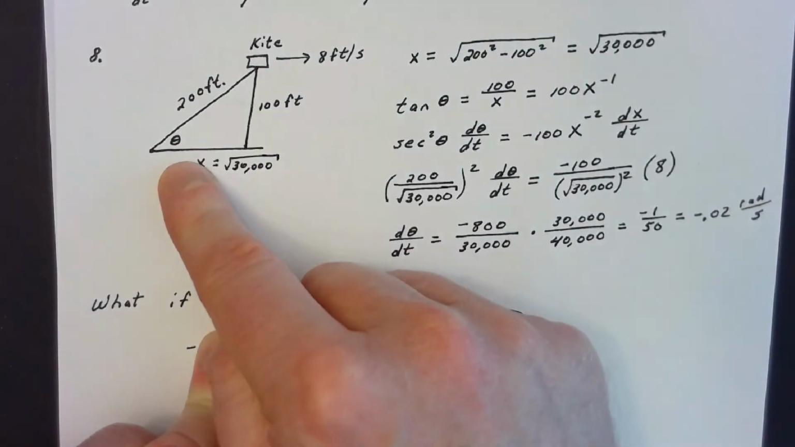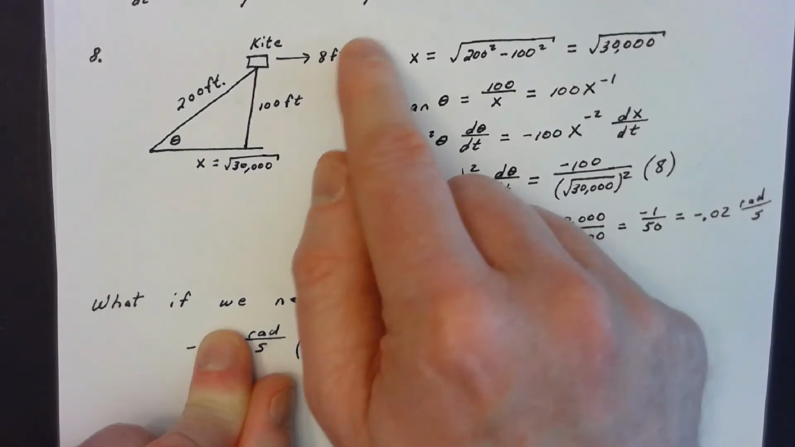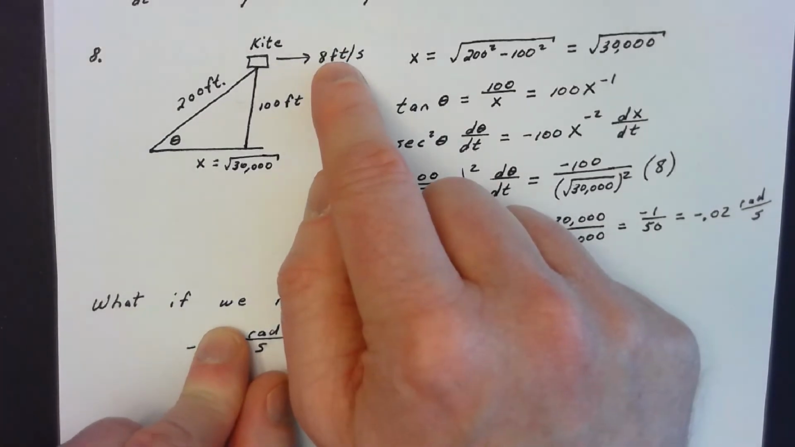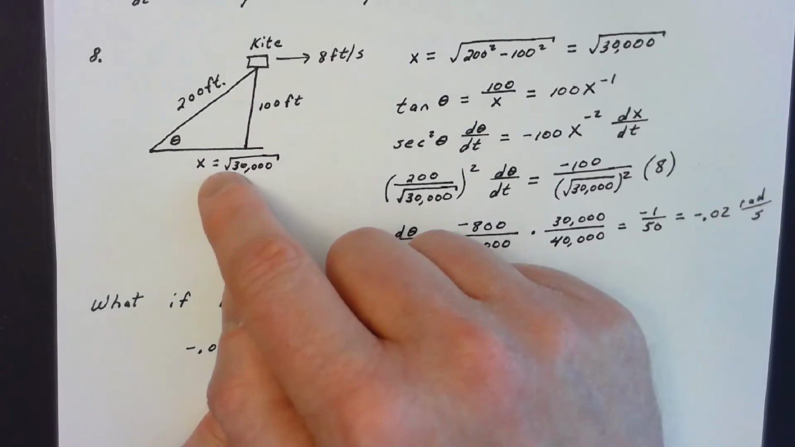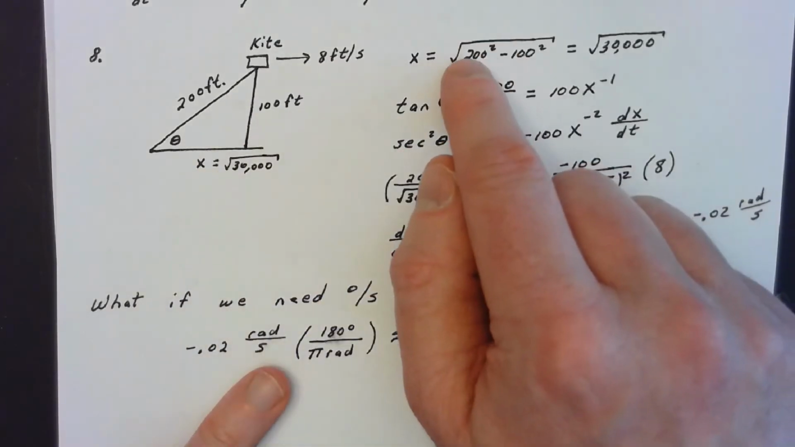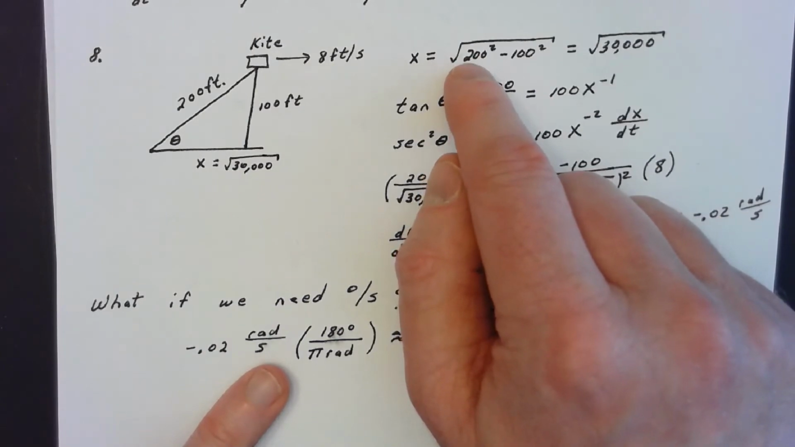So I did label the horizontal down here x. And I can say, well, then this rate that the kite is moving horizontally at 8 feet per second, that's going to be my dx/dt in this problem. So now I came up here and I said, well, let's go ahead and solve for what x is.